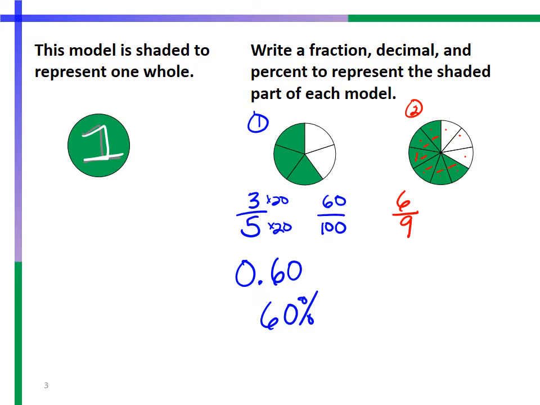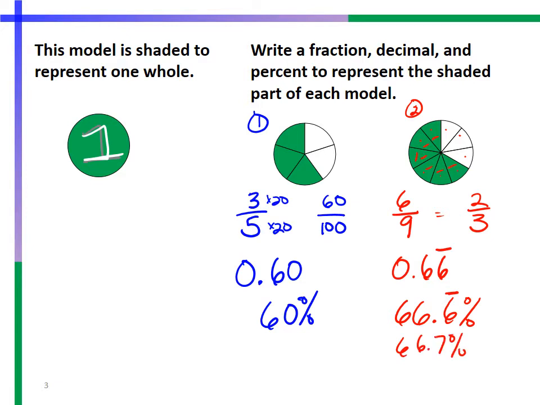So if I'm going to simplify my fraction here, my fraction simplifies to 2/3. And so 2/3 as a decimal, this is 0.66 repeating. And then my percent, I can write this as 66.6%, and I can repeat that, or you might write it as 66.7% if you round it. And this is how we do this problem.